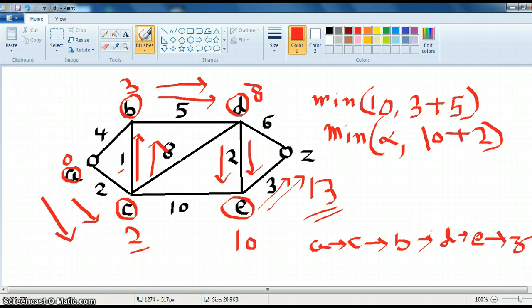Okay, so this is it. This is the algorithm. I hope you have understood a little bit.